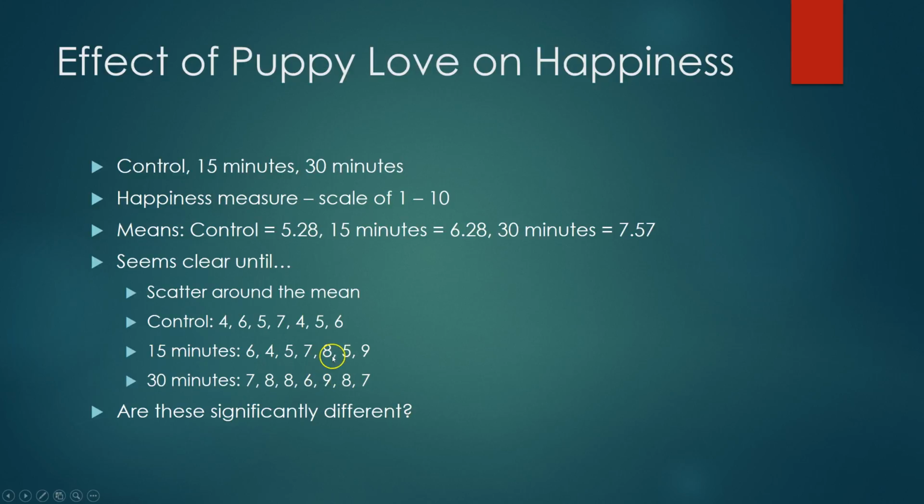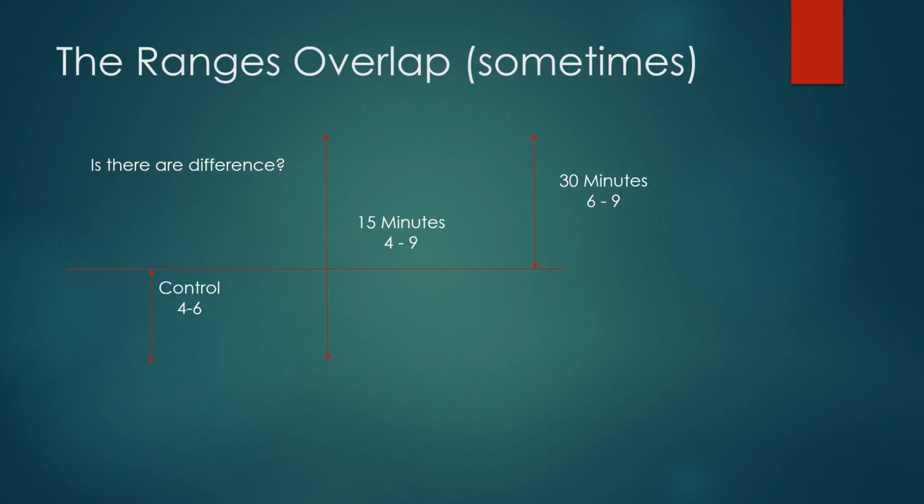And while there is some overlap, in fact quite a bit of overlap between the 15-minute and the 30-minute group, we still are unsure as to whether or not that is a significant difference. The mean is 7.57, which is quite a bit higher than 6.28, but with so many numbers overlapping, we just don't know if there's a statistically significant difference. So let's take a look at this visually.